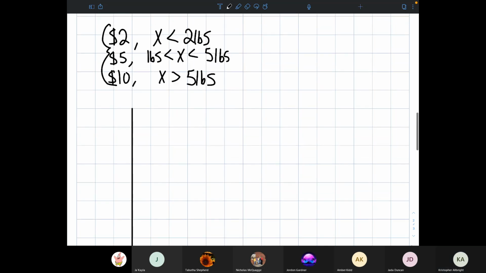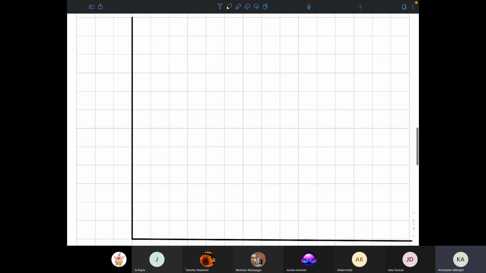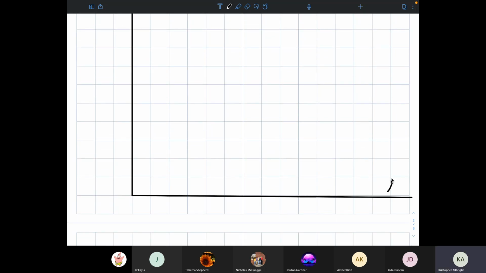Okay. So we scroll up and we say, okay, if x is less than 2 pounds, then it's $2. So if we say this is pounds and this is dollars, and we say, okay, if pounds is less than 2, so this is 2 pounds. So if we're less than 2 pounds, then it's going to be $2. So anything here is just going to be this. So anything like $1 or 1 pound, half a pound, whatever.